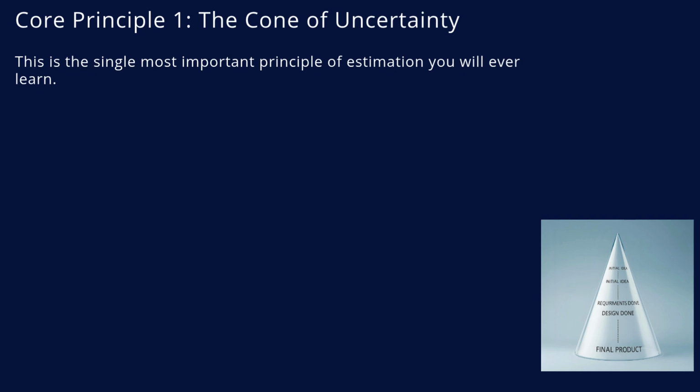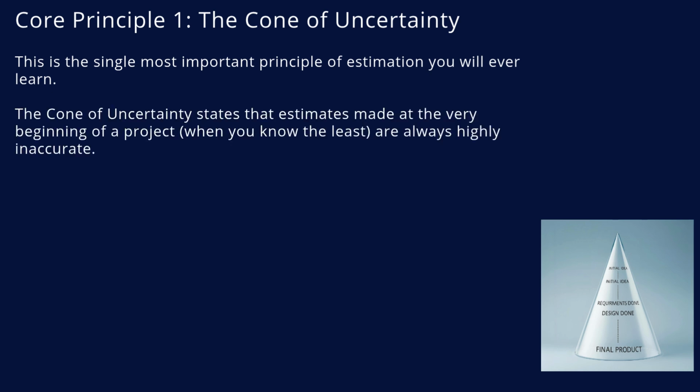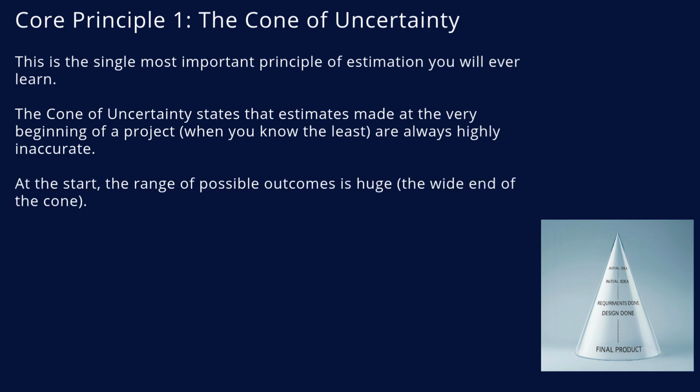Now, I'm going to share the single most important principle in all of project estimation. If you remember one thing from today, make it this. It's called the cone of uncertainty. The cone of uncertainty is a simple but profound idea. It states that at the very beginning of a project, when you have the least amount of information, your estimates will be wildly inaccurate. The potential range of what the final cost and time could be is enormous. This is the wide, open end of the cone.